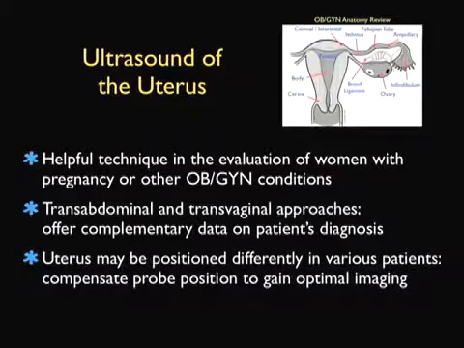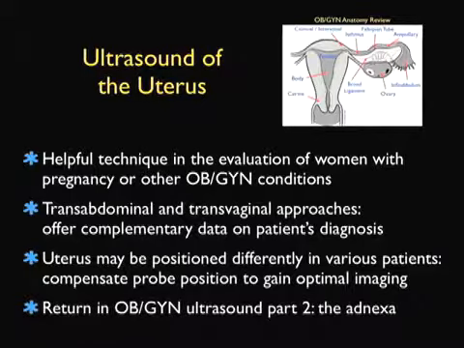emergency physician. Now, the uterus may be positioned differently in women, as we went through in the module, and we may need to compensate the probe position to find the structure, either aiming the probe more anterior or posterior, or even to the right or left to find the uterus. So we'll return with OBGYN ultrasound part 2, focusing on the ultrasound of the adnexal structures.